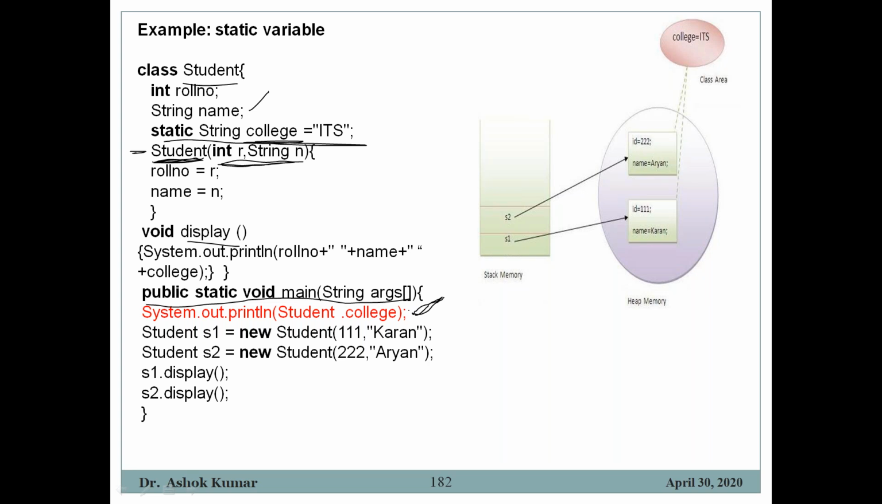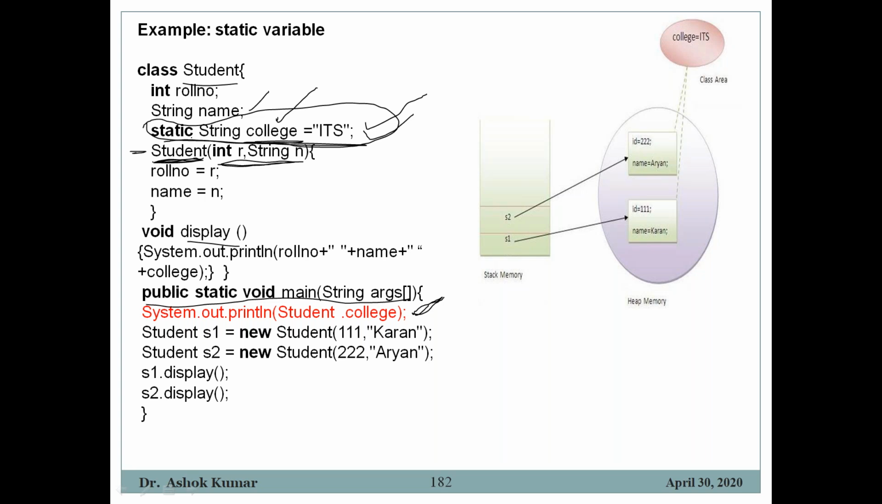The first important point over here is that we are using college before creating any object. Static members, the static variables of the class, are not instance variables. Why it's not called an instance variable, we are going to discuss soon. It is basically a class variable. Static variables of the class are called class variables. So college is a class variable because its type is static.